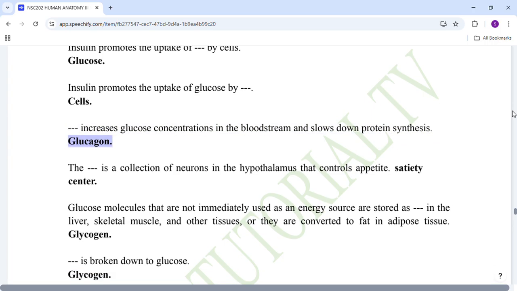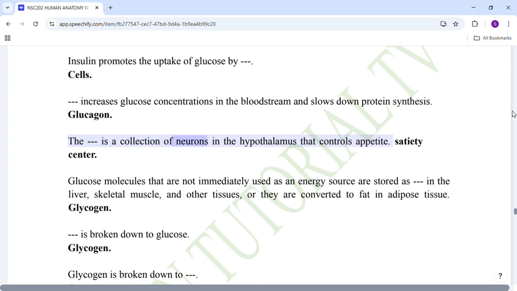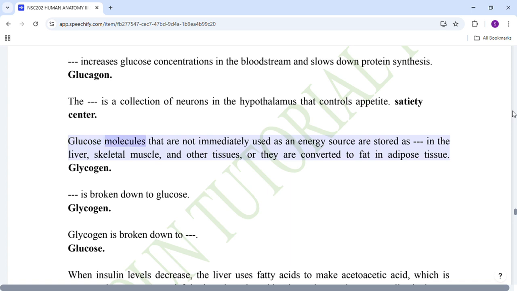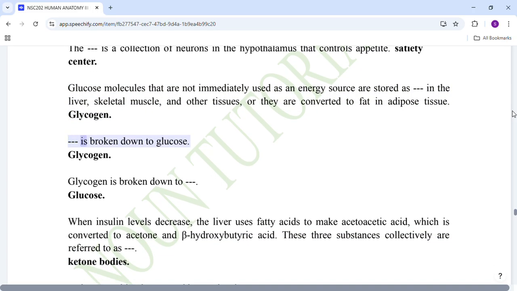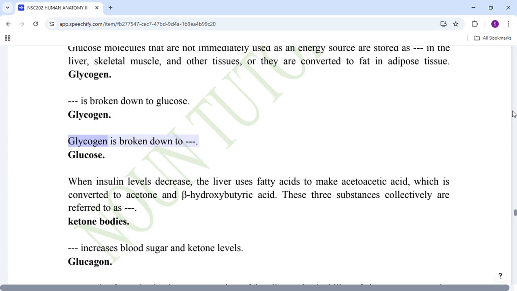The satiety center is a collection of neurons in the hypothalamus that controls appetite. Glucose molecules that are not immediately used as an energy source are stored as glycogen in the liver, skeletal muscle, and other tissues, or they are converted to fat in adipose tissue. Glycogen is broken down to glucose.